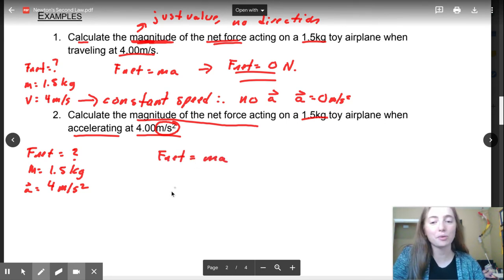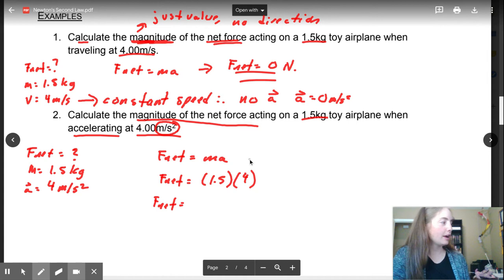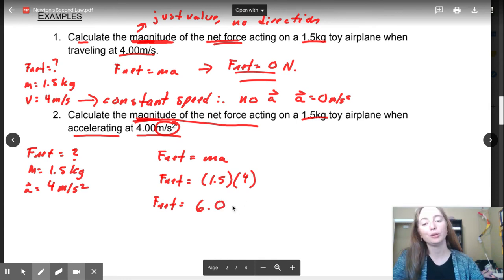All right. So in this case, we can absolutely calculate our F net. F net equals MA. Plug in your numbers. 1.5 kilograms multiplied by your 4 meters per second squared. And you are going to get a lovely value of 6 newtons. Now, sig digs. I said magnitude, so I don't want direction. 2 sig digs here, 3 sig digs here. So 6.0 newtons. Magnitude, so no direction.